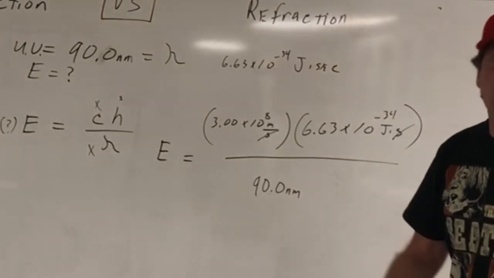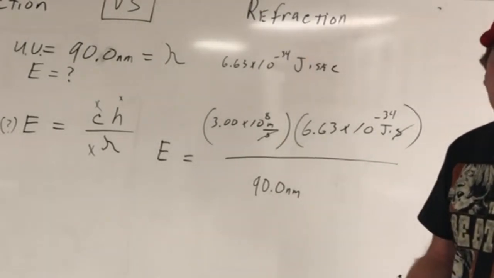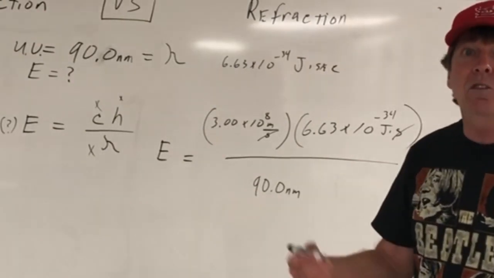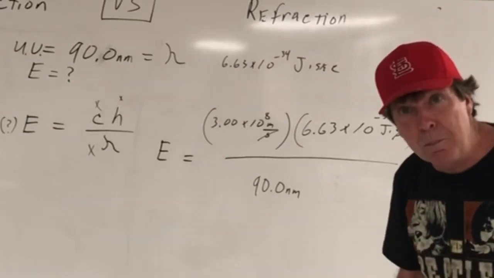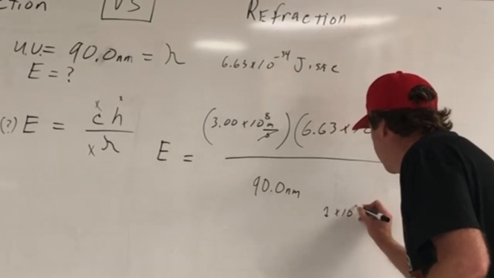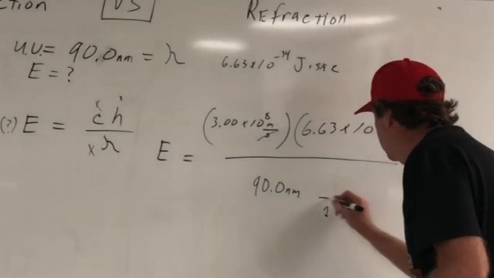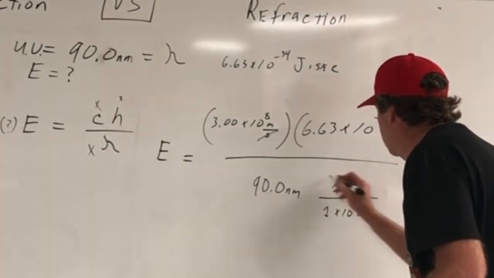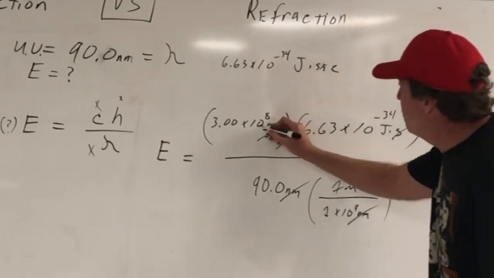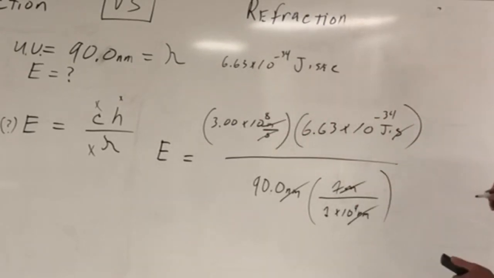What's the relationship between a nano, nano's really, really small, nanometers and a meter? It's going to be 10 to the 9th, or 1 times 10 to the 9th nanometers in 1 meter. So 1 times 10 to the 9th nanometers per 1 meter. Notice, cancel, cancel. Now meters is on top, meters is down low here.